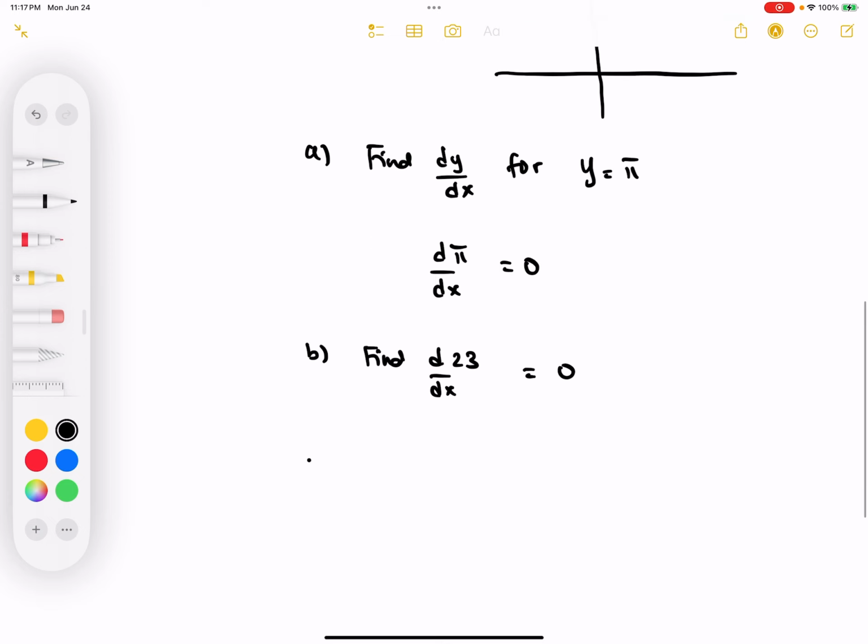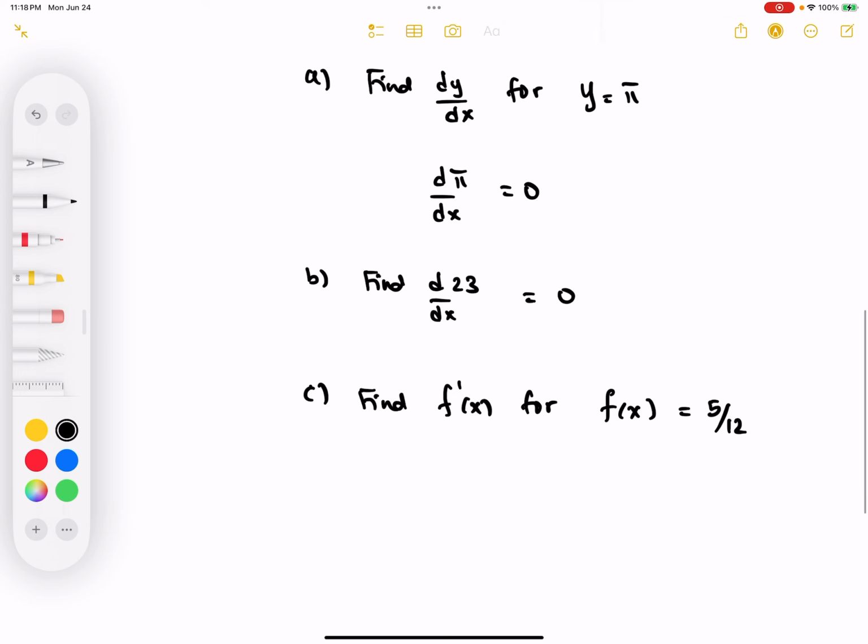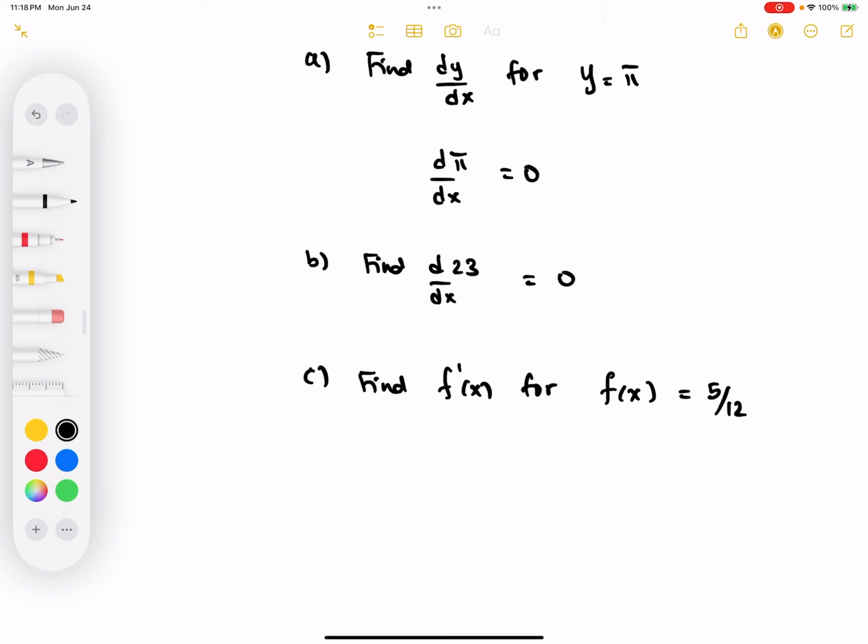Or C, find the derivative of x for f of x is equal to 5/12. Look at this one, it is a rational number, which is a constant, so the derivative of this function is just 0. So the point now is the derivative of any constant function is 0.